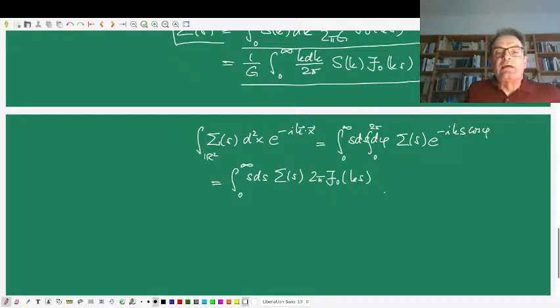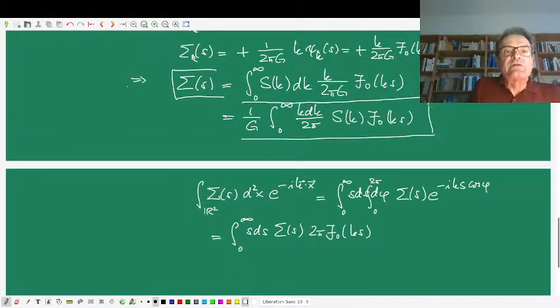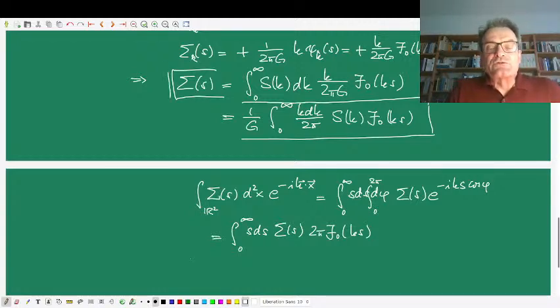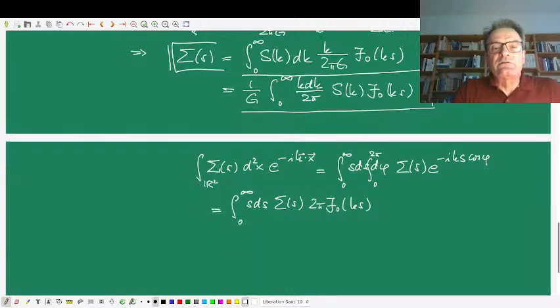And now you see that this means I started in the wrong way here. But this means that the same relation here, the integral over the cylindrical Bessel function, is in fact a Fourier transform. Right? And this means that we can use the inverse Fourier transform to solve this equation for sigma of s for the function S of k.